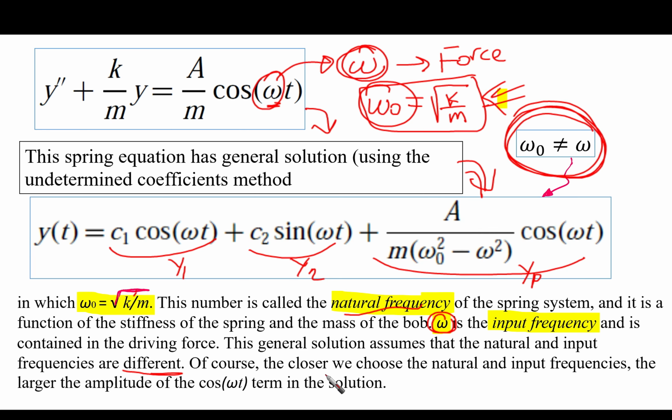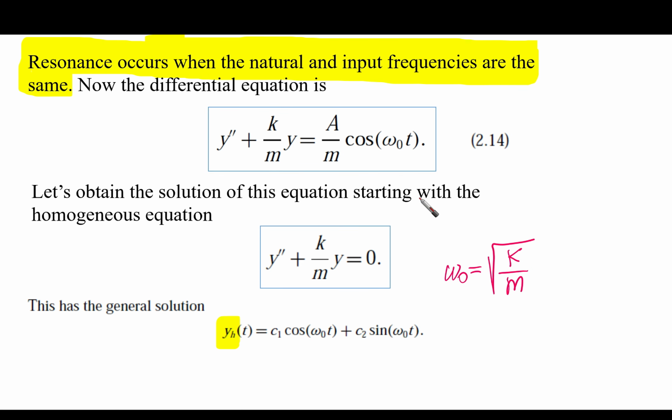Of course, the closer we choose the natural and input frequencies, the larger the amplitude of the cosine omega t term in the solution. That's true, right? So take care that this is in the denominator. Whenever they are closer together, this means that we are approaching 0. And 0 in the denominator means that this term is going to be dominant. Okay, take care.